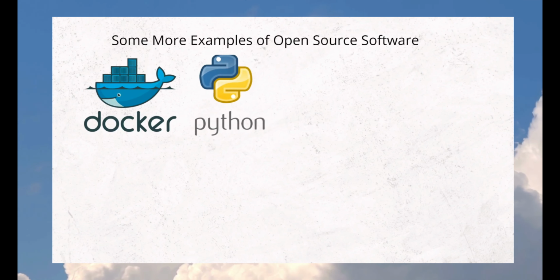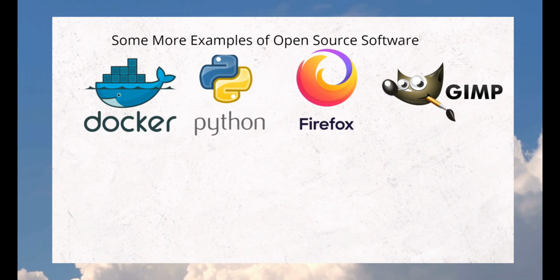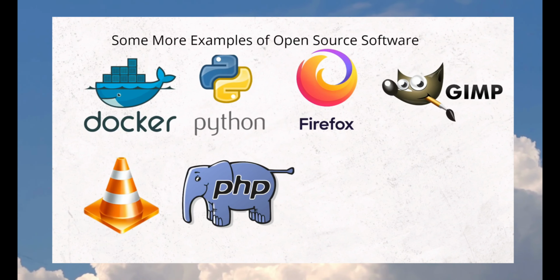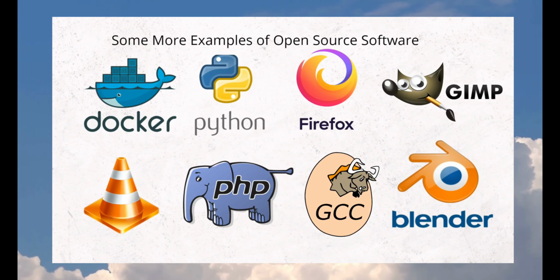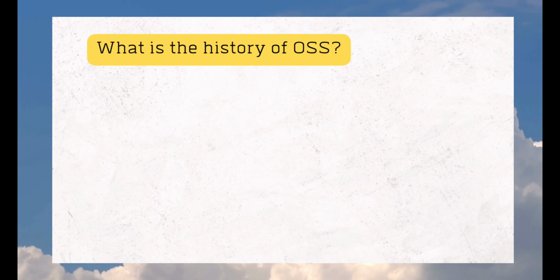There are some more examples of open source software, like Docker, Python, Firefox, GIMP, VLC Media Player, PHP, GCC, and Blender. So let's briefly discuss the history of open source.